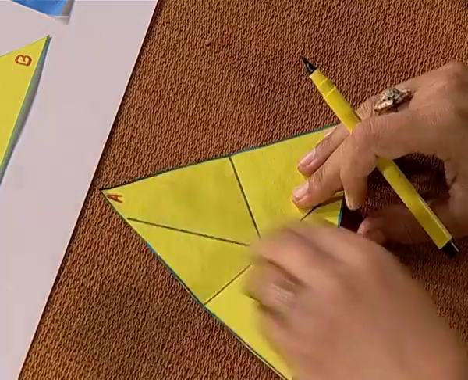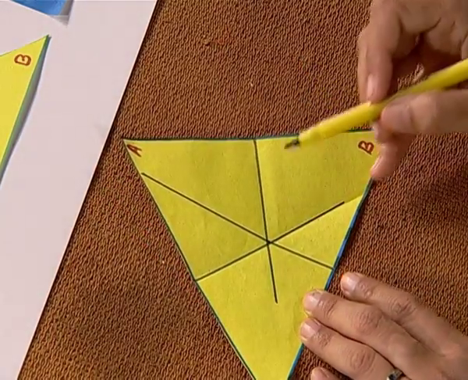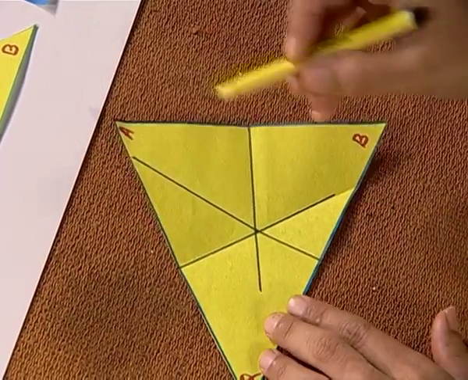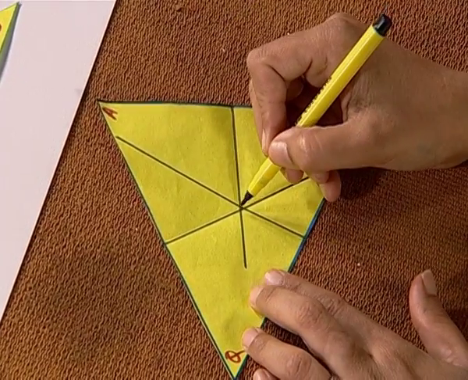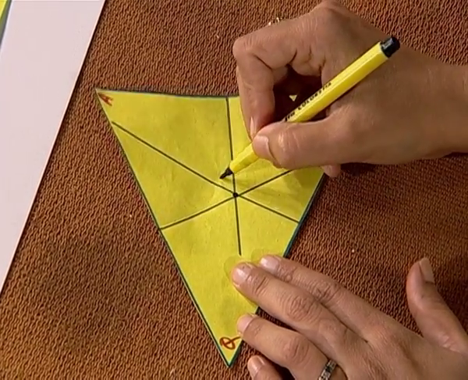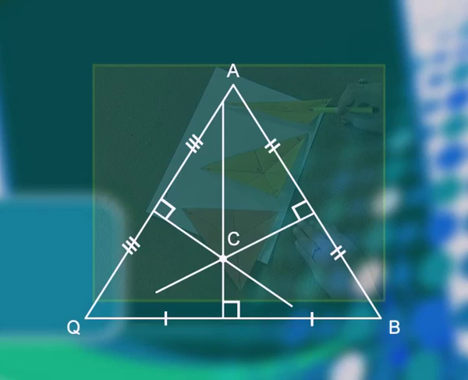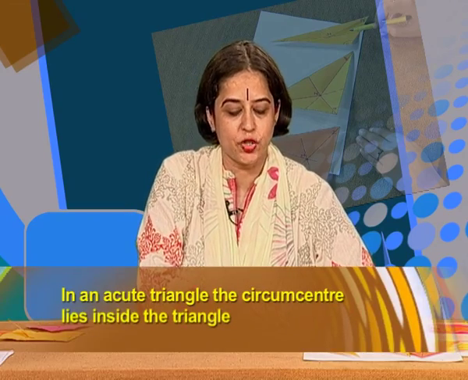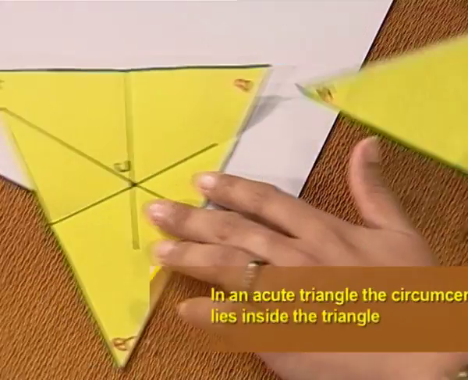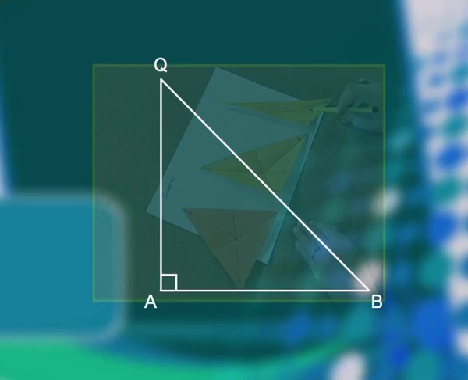What do you observe? We observe that the perpendicular bisectors of all the three sides meet at a common point C, and this point is called circumcenter. In an acute triangle, the circumcenter lies inside the triangle. Let us see what happens in the case of a right triangle. We have a right triangle QAB.